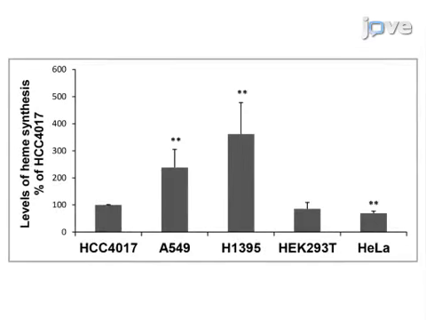Ultimately, levels of heme synthesis can be measured in cell lines, and the results show the differential levels of heme synthesis in various cancer cells and HEK293T cells.